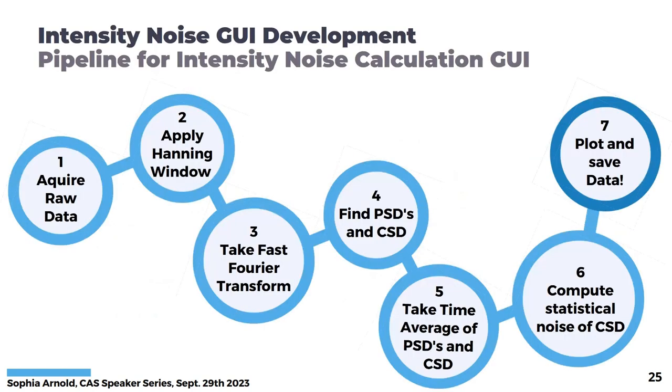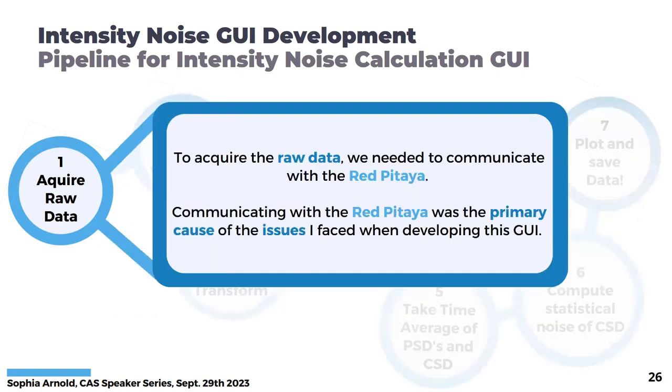Here is the pipeline for the GUI that I made, and we're going to go through it step by step. First, obviously, we need to acquire raw data for this system. And to acquire the raw data, we need to communicate with the Red Pitaya, because that was the main way that we were actually acquiring it. And as I said before, and I will say now, communicating with the Red Pitaya was the primary cause of issues that I faced while developing this GUI.